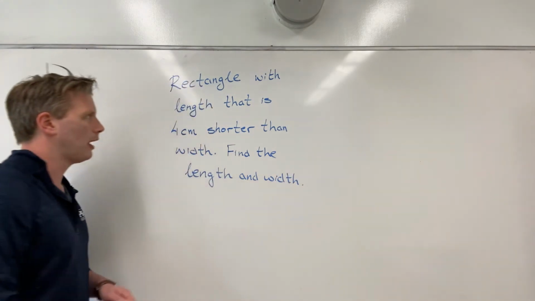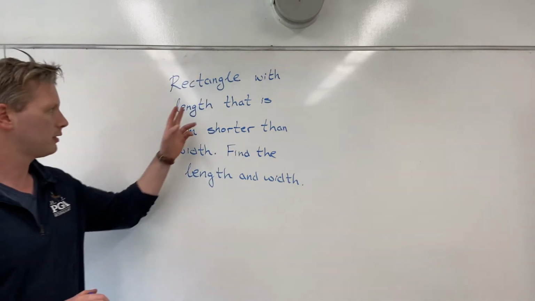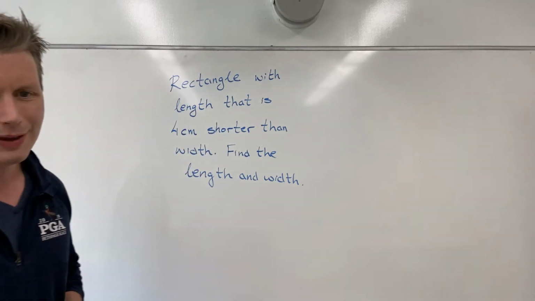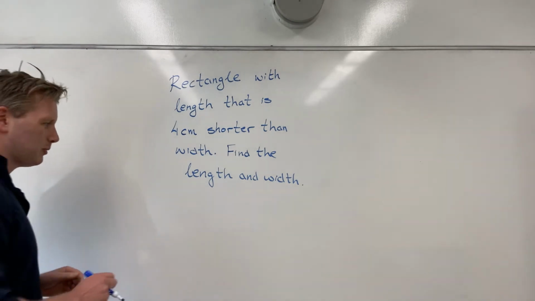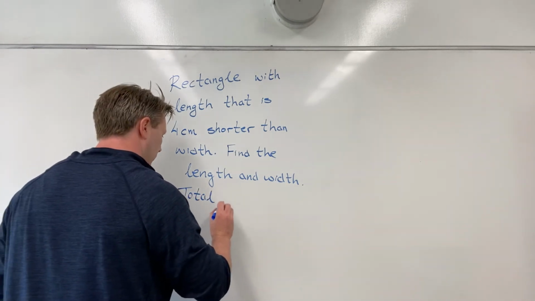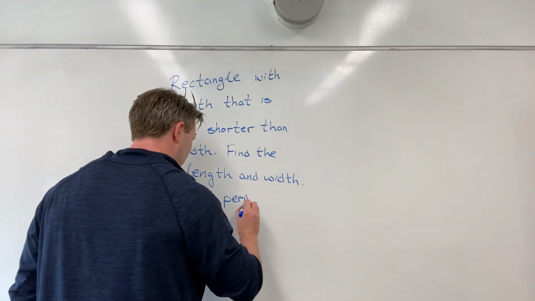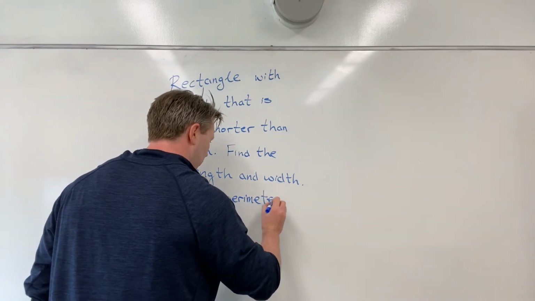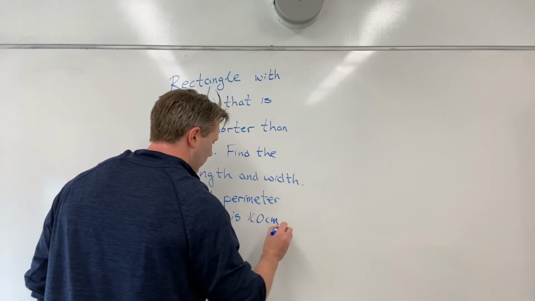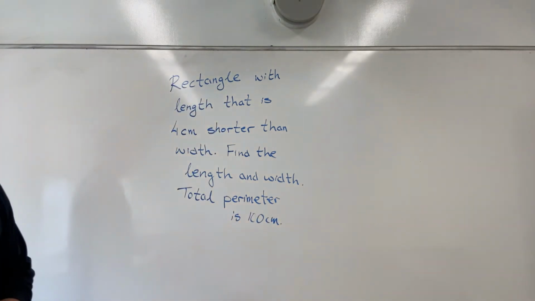So this is what we're asked. We're given this piece of information: the rectangle has a length that is 4 centimeters shorter than the width. Find the length and the width. We are given one very crucial piece of information: the total perimeter, and we couldn't do the question without it. The total perimeter is 100 centimeters.